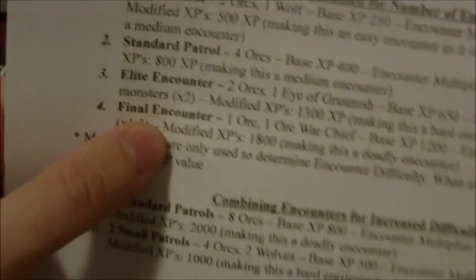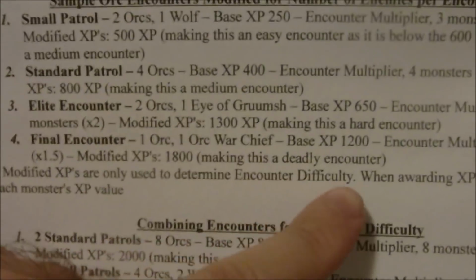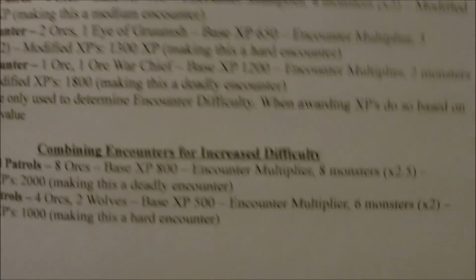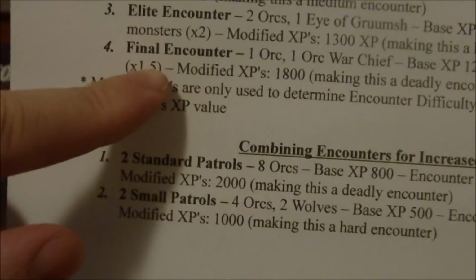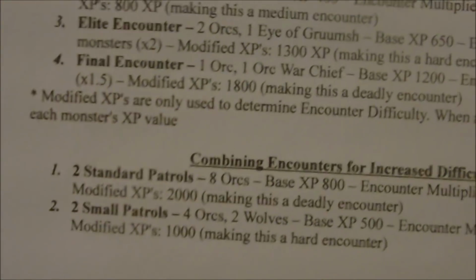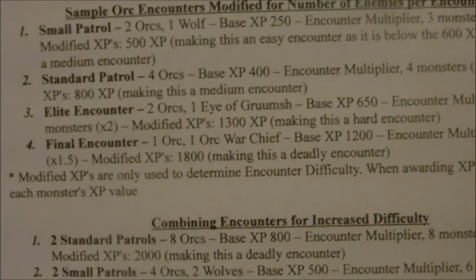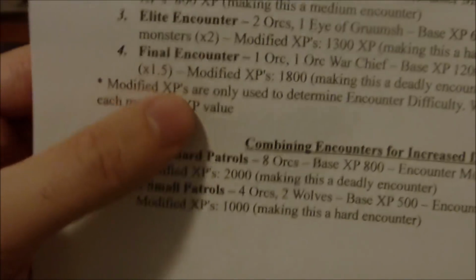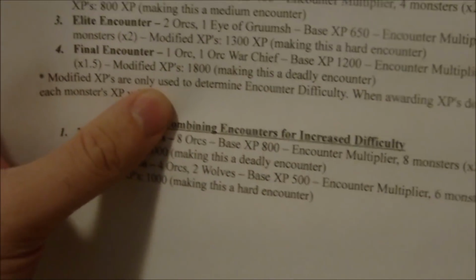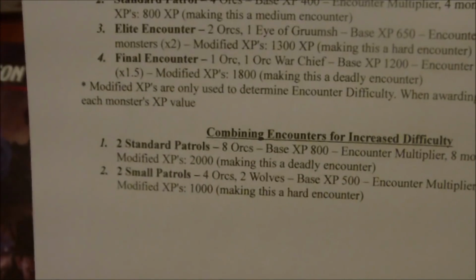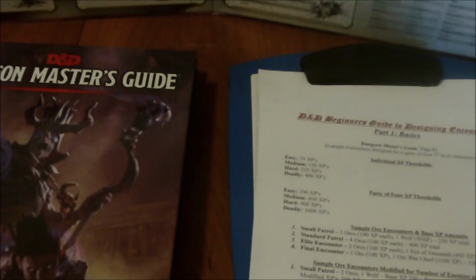And then finally, we have our final encounter, which is an Orc War Chief and an Orc. Our base experience points is 1200. Our encounter multiplier is 2 monsters, so we multiply the experience points by 1.5, which gives a modified experience point total of 1800, which makes it a deadly encounter. And as I said before, modified XPs are only used to determine encounter difficulty. When awarding XPs or experience points, you do so based on each monster's individual experience point total.